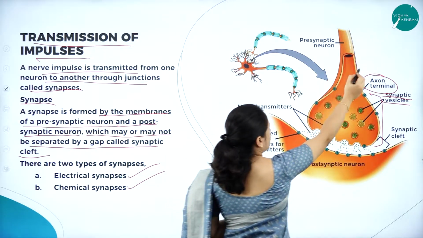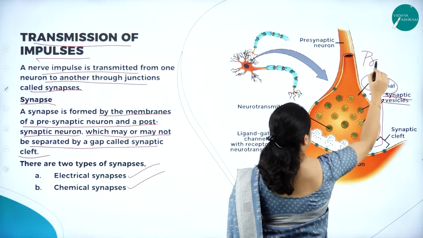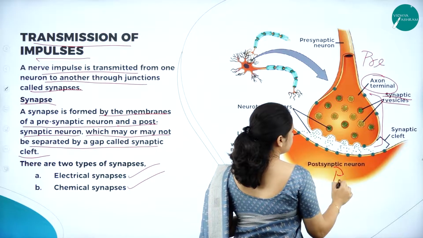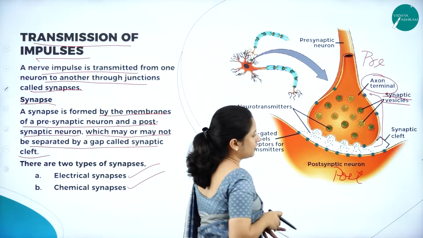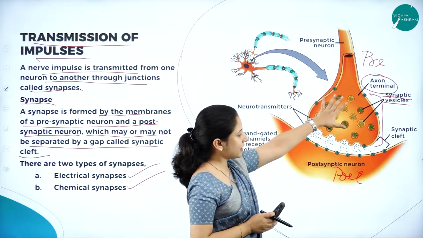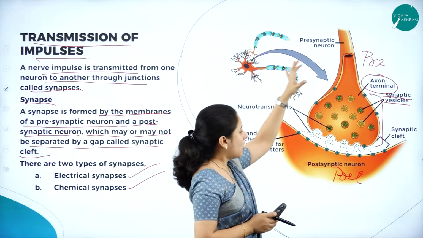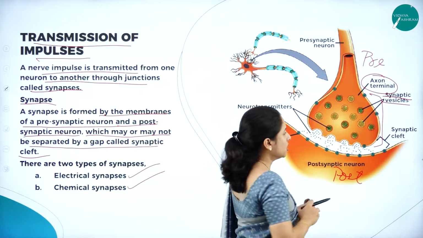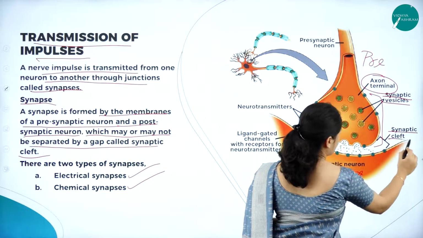This is the presynaptic knob and this is the postsynaptic knob. So, between the presynaptic neuron and the postsynaptic neuron, there is a gap that is shown here, which is called the synaptic cleft.